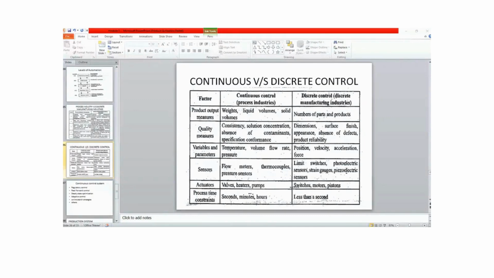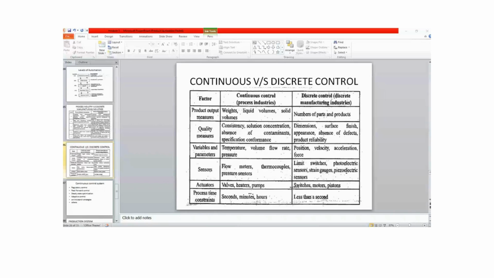But in case of the discrete manufacturing industry, it is the number of parts. As I said, these are companies in the discrete manufacturing system, used for the production of components. So we are going to get the output count: what is the number of parts or products coming out from the process.